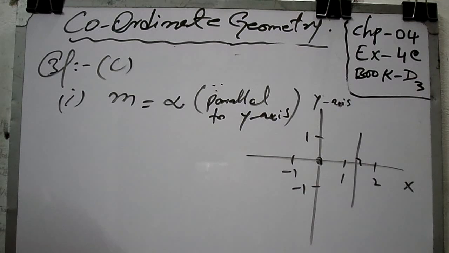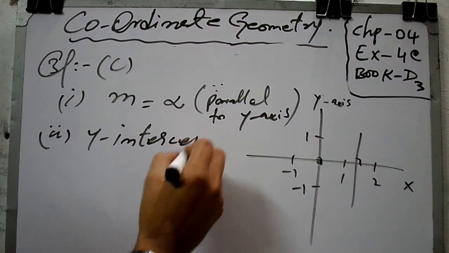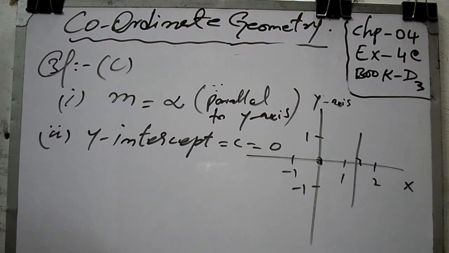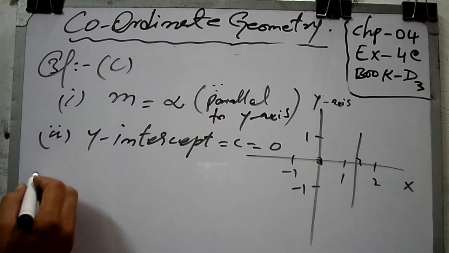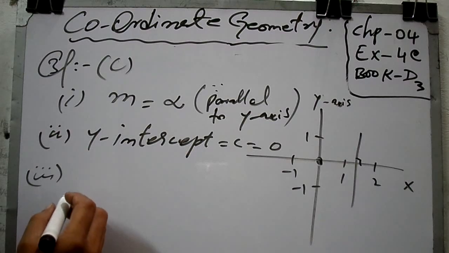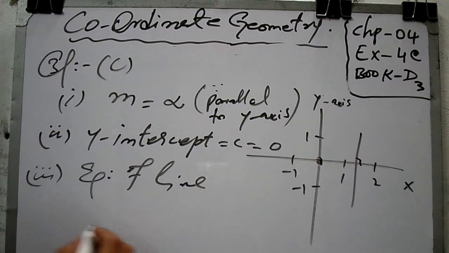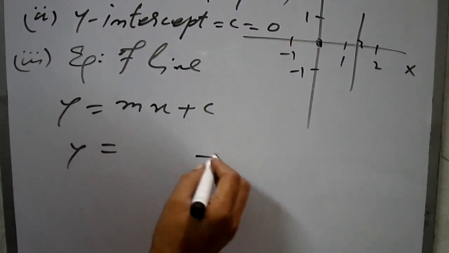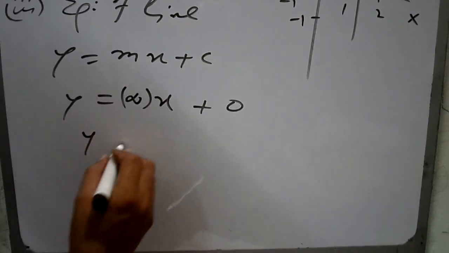Very simple case. So the y-intercept is equal to c, and c is equal to 0, because at the x-axis y is 0, therefore the value of c is 0. But the equation of the line is y = mx + c, putting in the values. The value of c is 0, the slope is infinity, and times x, so y is equal to infinity.